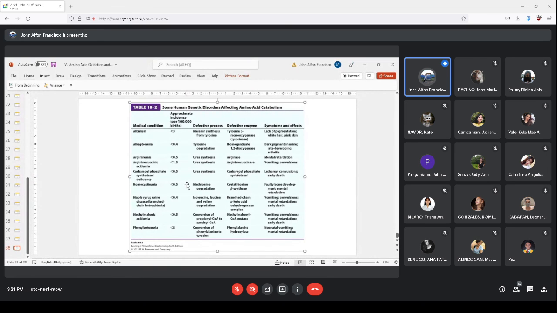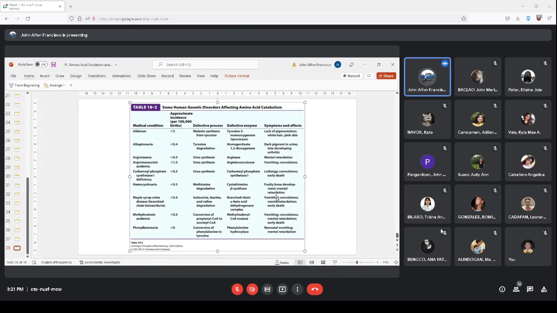It's rare, 0.5 per 100,000, but that's still a lot. So less than 0.5. That's around 50. No, not 50. 0.5%. It's like around 500 in every 100,000. So that's still alarming.